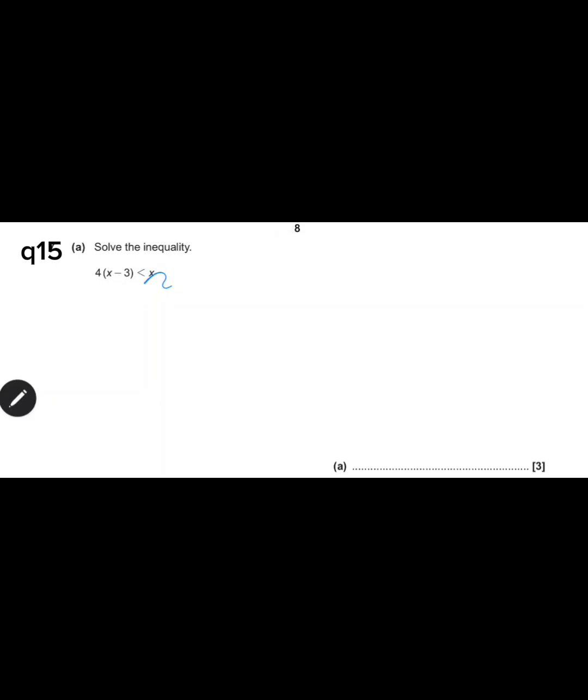Solving an inequality, just do exactly the same as you would do if this was an equal sign. Okay, so if we've got brackets with an equation, we would expand these brackets. So I'm going to do 4 times x, which is 4x. 4 times negative 3 is negative 12, and that is less than x. Now, because I've got x's on both sides, I'm going to just leave them a second. Usually I'd get rid of the smaller x first, but that leaves 0 over here. I know not many people like that. So what I'll do is I'll add 12 to both sides. We get 4x is less than x plus 12.